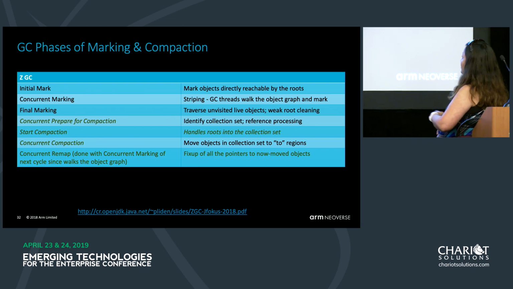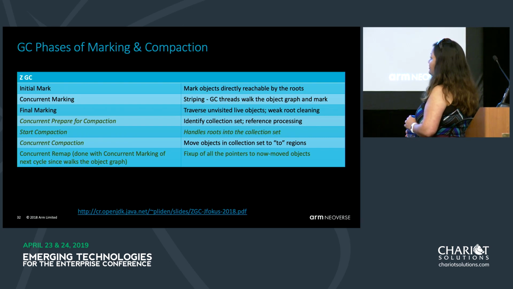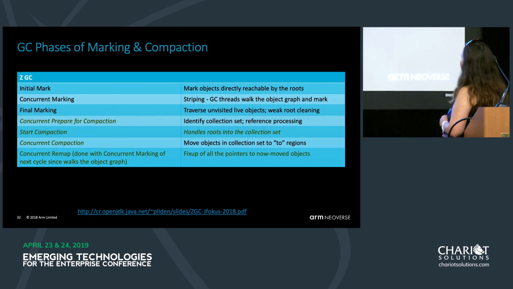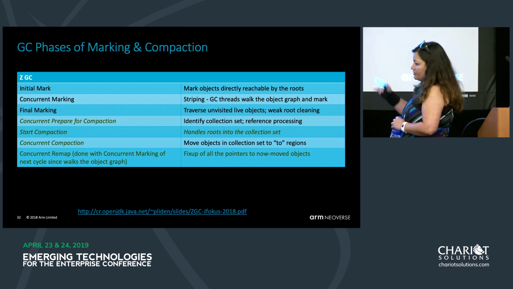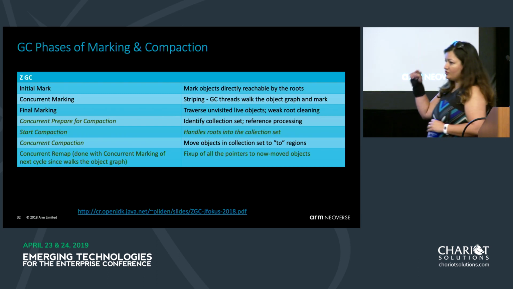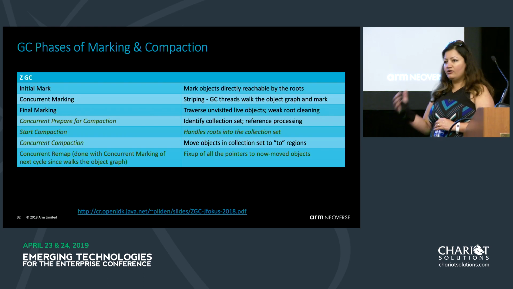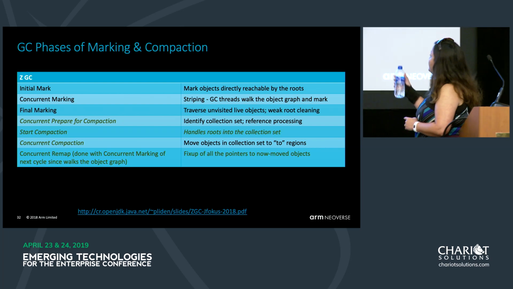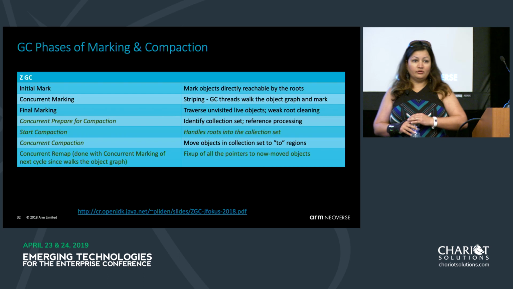Object stealing and stuff like that. And then the final mark also does something called weak root cleaning. The phase for compaction is in 3 phases. First you prepare for compaction, which means, remember the concept of collection set: how do we know what we need to compact? That's done in the preparation phase. And then there's also reference processing that is done in the preparation phase.